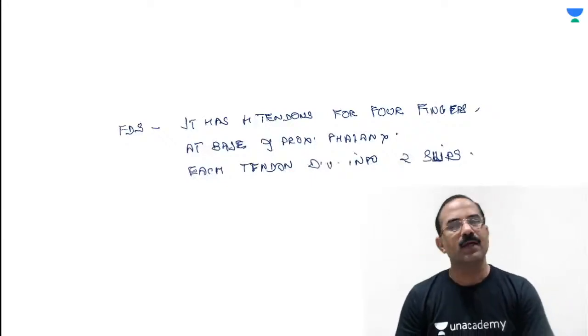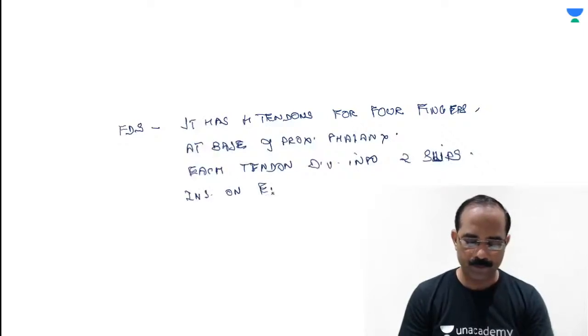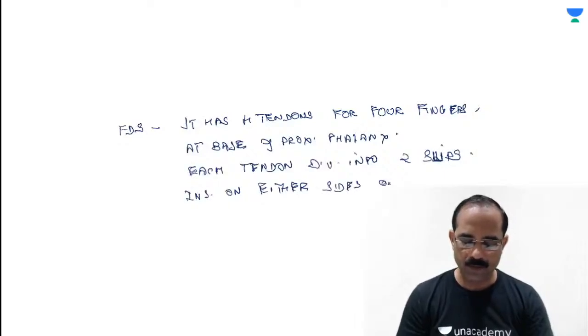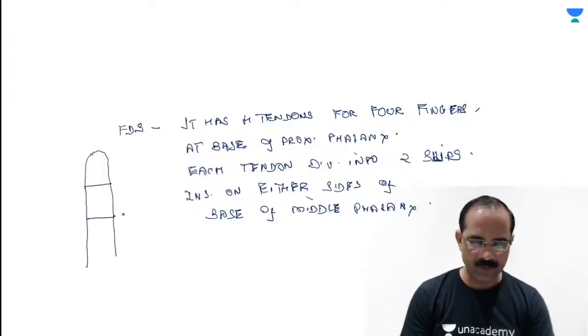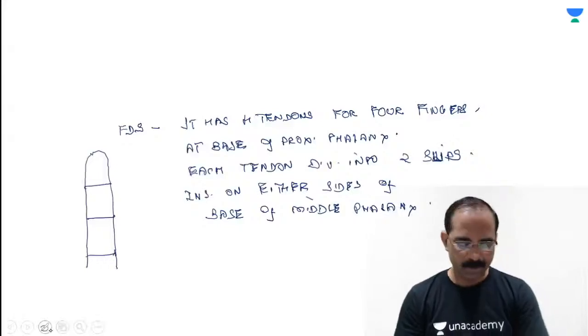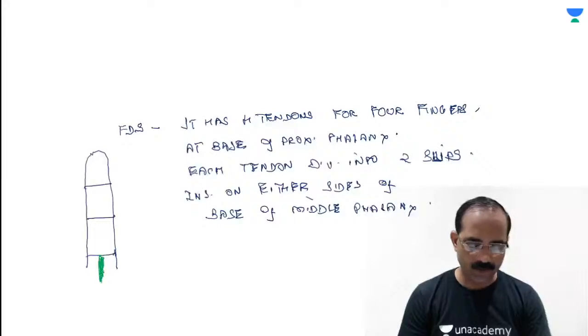Slips. And where is this inserted? Inserted on either sides of the base of middle phalanx. Okay, is this clear? Now see, for example, if I draw a finger here for you, that's the distal phalanx, that's the middle phalanx, that's the proximal phalanx. Now this tendon of Flexor Digitorum Superficialis comes here like this. This is one tendon that I'm drawing.